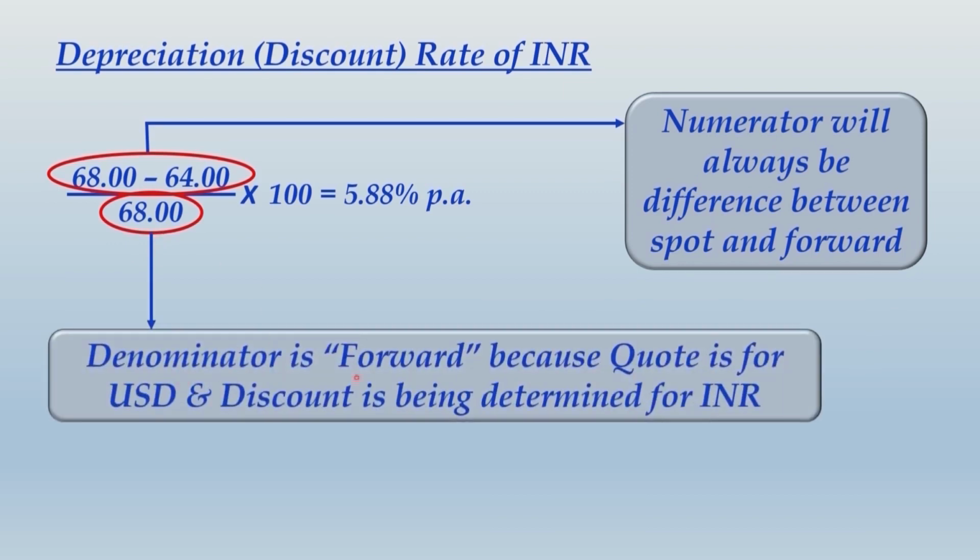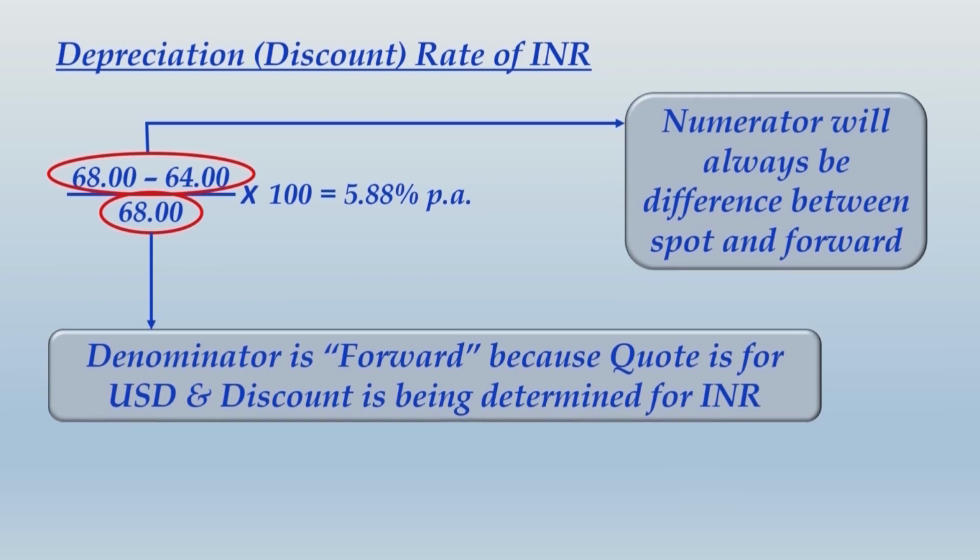The reason is very simple: the denominator is forward because the quote is for USD and the discount is being determined for INR. Friends, let me tell you one thing. The logical approach of making this calculation I have done through the indirect quotes that I have shown you earlier. Now this is a shortcut approach. I want you to write up an answer like this in the examination whenever a question comes.